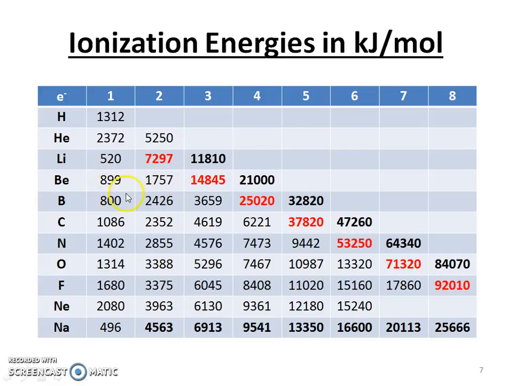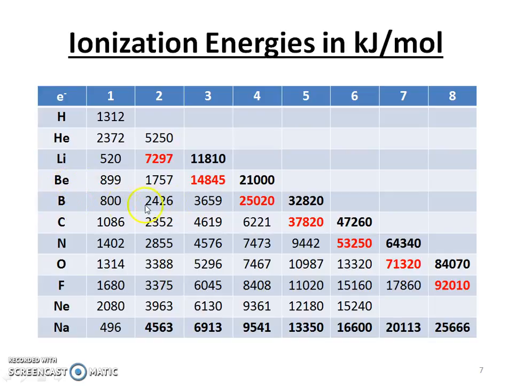Now, once you remove those valence electrons, boom, look at this. It jumps up to 15,000. We're going from less than 2,000 to 15,000 in energy to remove that third electron. Why? Because that third electron is a core electron, and now that third, fourth electron is really, really close to those positive protons, so that attraction is really strong.